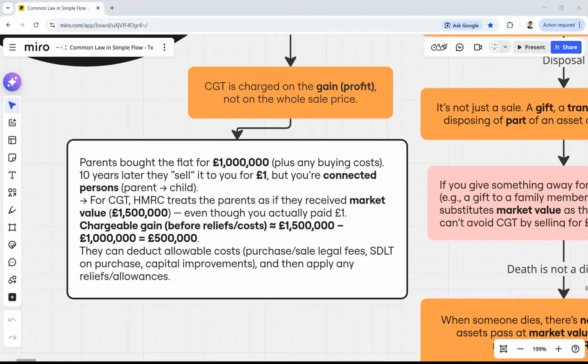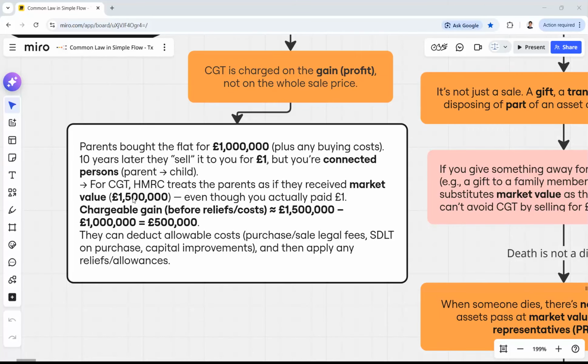So we're not talking about reliefs yet. We are saying that an apartment cost £1 million and they are selling it to you. Doesn't matter what the price is. We are considering the real market value, and the gain will be £500,000. And this only works for connected people, connected persons.